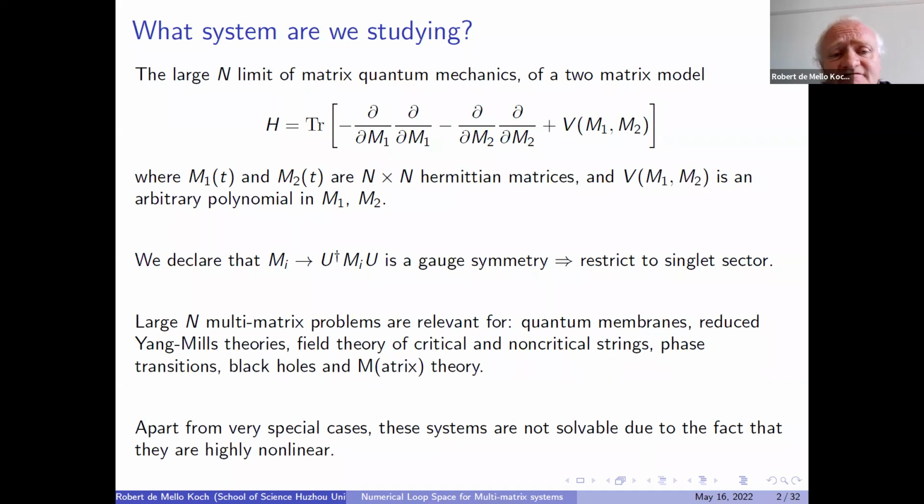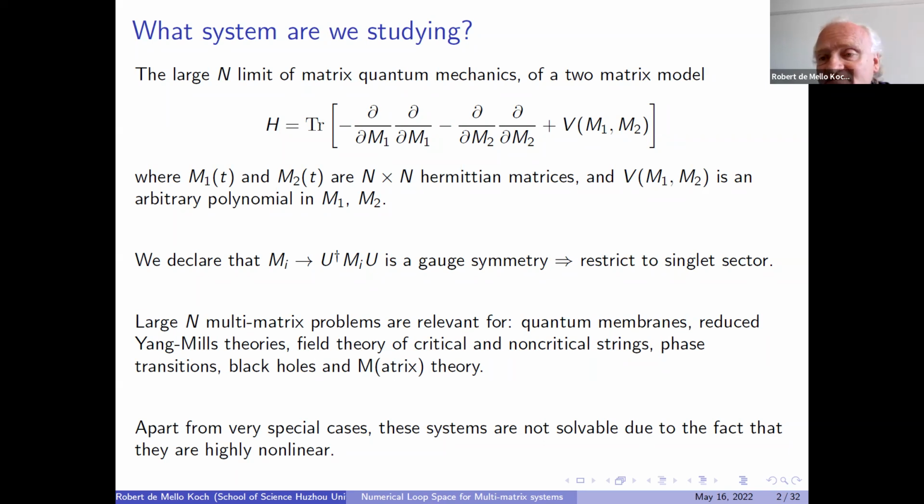I'm going to be focusing on the singlet sector of this theory, which amounts to declaring that simultaneous unitary transformations on M1 and M2 is a gauge symmetry. So the only physical part of the spectrum sits in the singlet sector. And if you're a little bit worried about how I implement that, I could couple the system to a gauge field. In quantum mechanics, the gauge field is not dynamical, and it ends up being a Lagrange multiplier that will project me to the singlet sector.